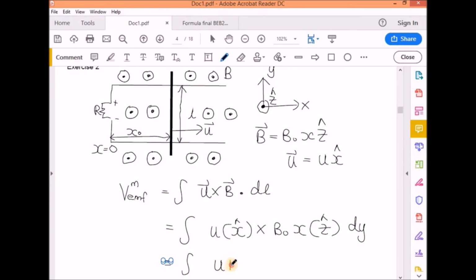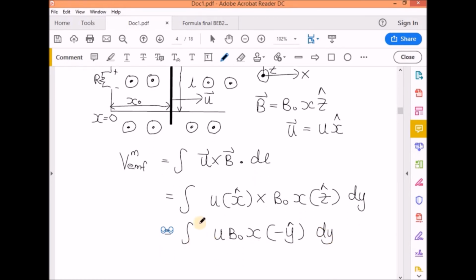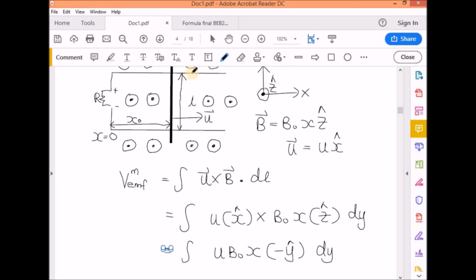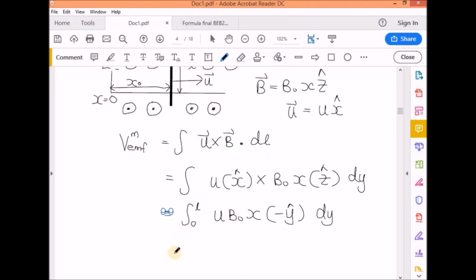U in the X direction. What is the cross product between X and Z? Negative Y. Okay, you have dy here. What should be the interval? Do you know the length? The length is L, right? So the answer will be U B naught X and L. U B naught X and L, volts.